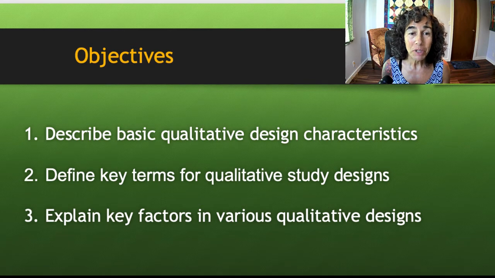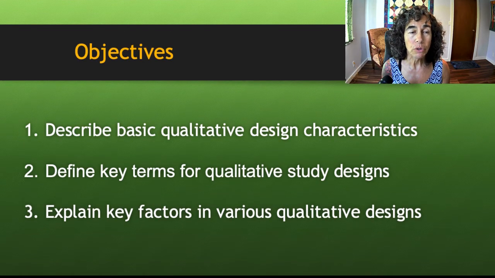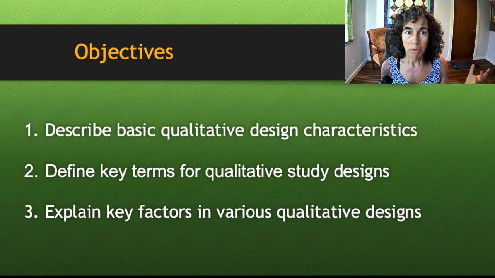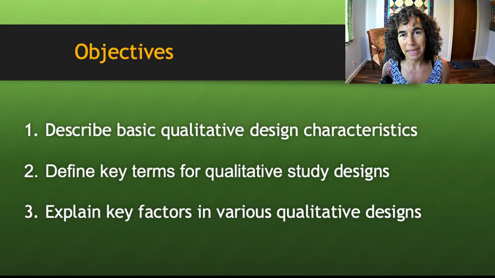We have three objectives for today. First of all, we're going to go into describing basic qualitative design characteristics. Then we're going to define some key terms that are related to qualitative studies. And finally, we'll explain the key factors that are involved in various types of qualitative studies. So we covered quantitative design, and now we're taking a look at qualitative design.